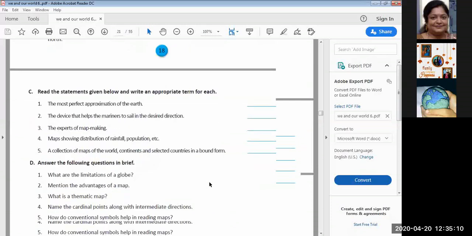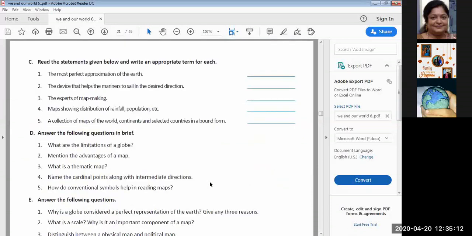Let me see. Now here, listen to the answer of the teacher. If you can give, well and good. What are the limitations of a globe? Number one, globe can't show the details of a small area. Point number two, very difficult to carry the globe as it can't be folded or bound in the form of a book.